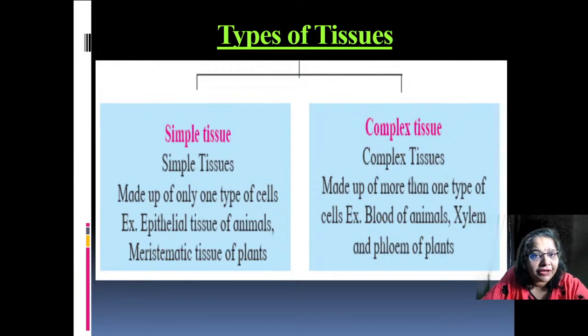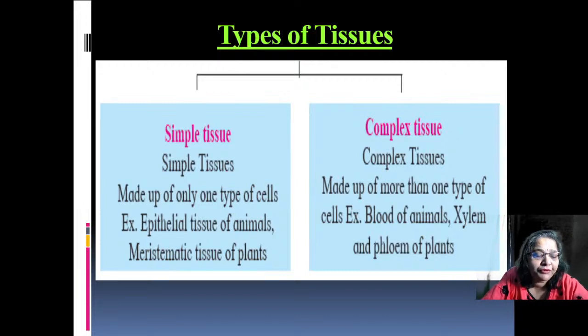Simple tissues are made up of only one type of cells, which are similar in structure and perform similar or different functions, but they are all grouped together of the same type of cells. For example, the epithelial tissue of animals, or you can take the meristematic tissues of plants. All these are simple tissues, whereas complex tissues are made up of more than one type of cells.